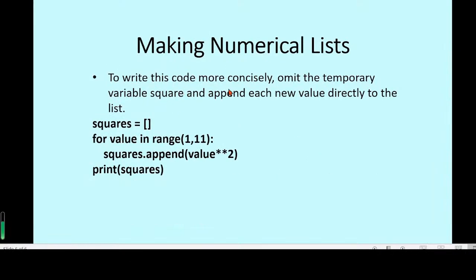And to write this code more concisely, you can omit the temporary variable square and append each new value directly to the list. So we can also start with an empty squares list, then write a for loop with only one statement. So for value in range 1 to 11, we can calculate the square of this value, then directly append it to this squares list. Then when the for loop is finished, print out this squares list.